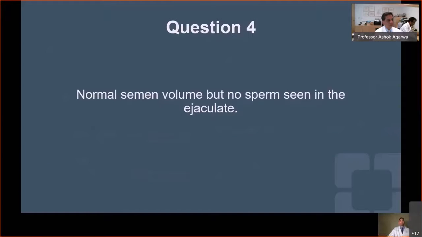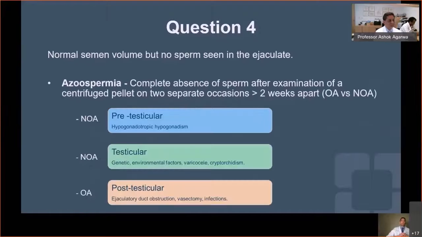All right, so our fourth clinical question is a patient with normal semen volume, but no sperm seen in the ejaculate. This is a condition called azoospermia. Azoospermia is defined as the complete absence of sperm after examination of a centrifuged pellet on 2 separate occasions greater than 2 weeks apart. If this is confirmed, the next step is to determine whether this is obstructive or non-obstructive azoospermia.